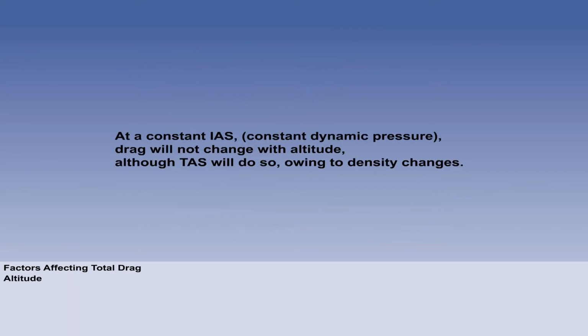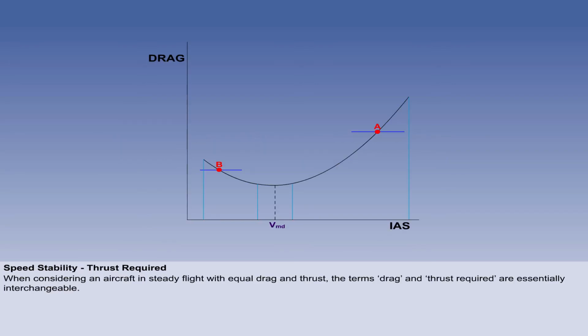Since transport aircraft tend to operate mostly at steady indicated airspeeds, it is relevant to consider variations of drag with IAS. At a constant IAS, dynamic pressure remains constant. So even if altitude is changed, drag will not change, even though TAS will change according to the changes in density with climb or descent. For an aircraft to be in steady flight, it must be in equilibrium. That is, with no out-of-balance forces or moments. When it is trimmed to fly at a steady speed, thrust and drag are equal.